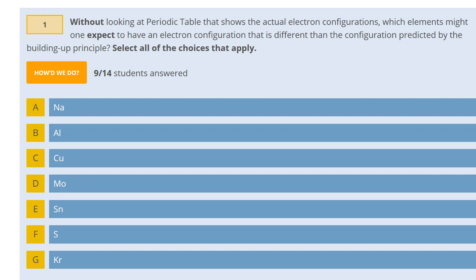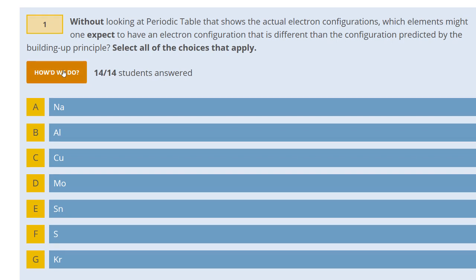We'll give you about 15 seconds to get answers locked in. And then we'll count down on these. 5, 4, 3, 2, 1.